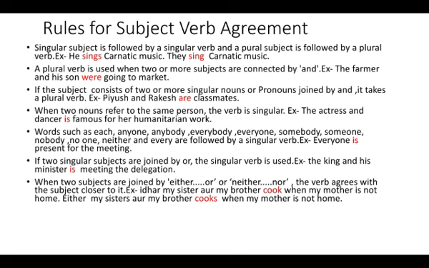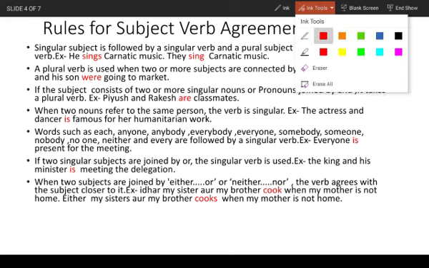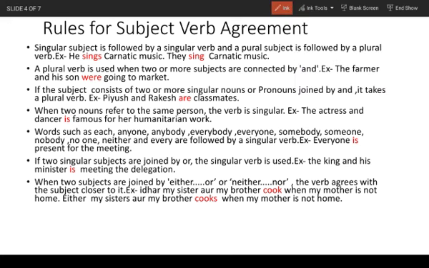Like he sings Carnatic music. Over here you can see he sings. So first let's see, he is a singular subject. So here we have used a singular verb, that's why sings is a singular verb. Now here, they sing Carnatic music. Over here you can see they, so they is a plural subject, so that's why we have used a plural verb.